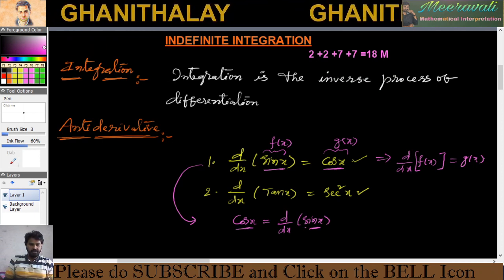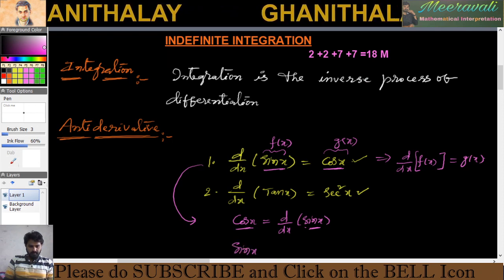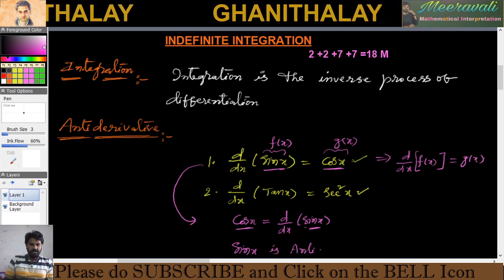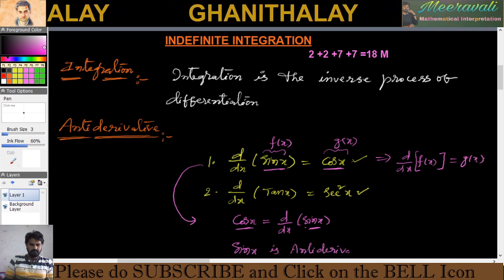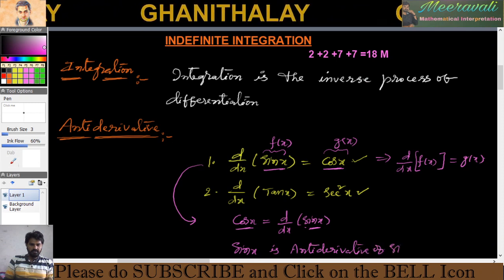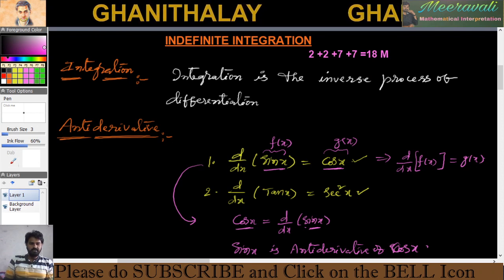Now sin x is obtained by antiderivative of cos x. Okay, antiderivative of cos x. That is the antiderivative.